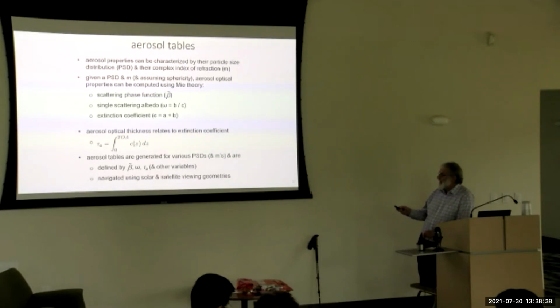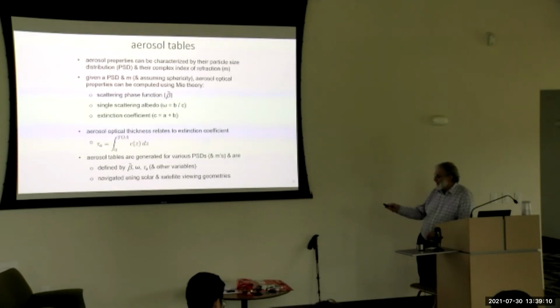Then they've done a lot of calculations with Mie theory, where you take the particle size distribution and assume the particles are spherical. They come up with a phase function, single scattering albedo, and extinction coefficient, or beam c, for a particular aerosol. Then you can compute the aerosol optical depth or optical thickness by integrating the beam attenuation coefficient from the surface to the top of the atmosphere.